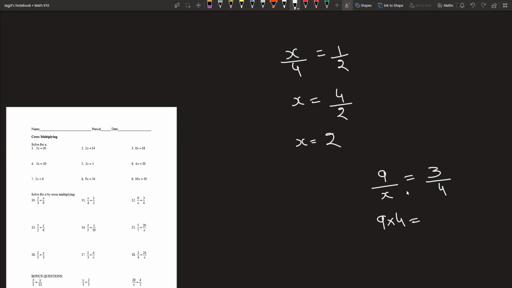Okay, so you can either decide to do it in multiple steps where 4 goes there. So that becomes 9 times 4. And x goes there, so it becomes 3x. So you get 36 is equal to 3x. And then you divide both sides by 3. Right? So this cancels, and your x is equal to 12.